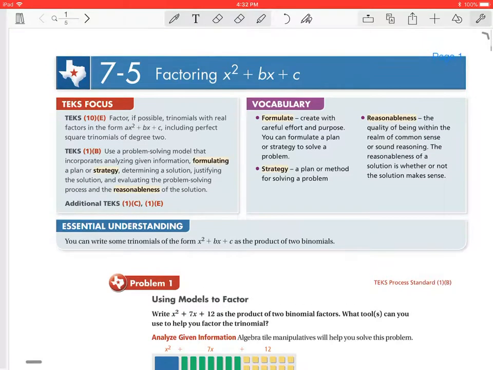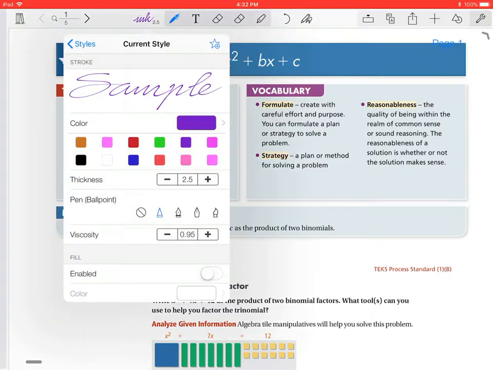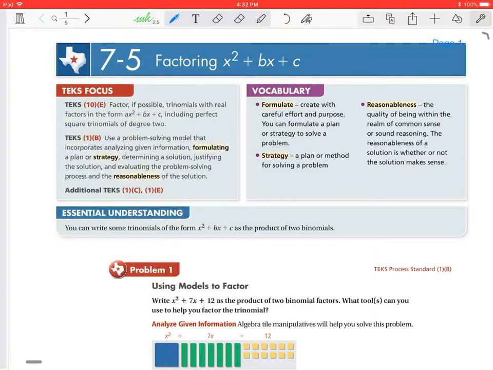I wanted to go over factoring x squared plus bx plus c. Really, this is the form ax squared plus bx plus c.